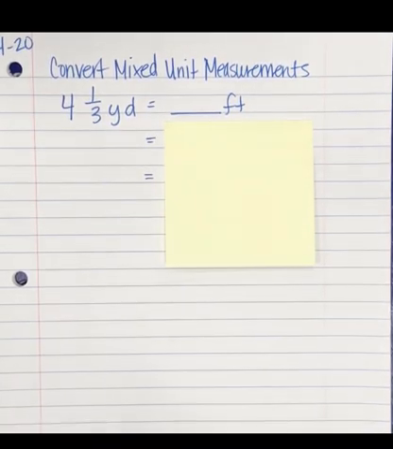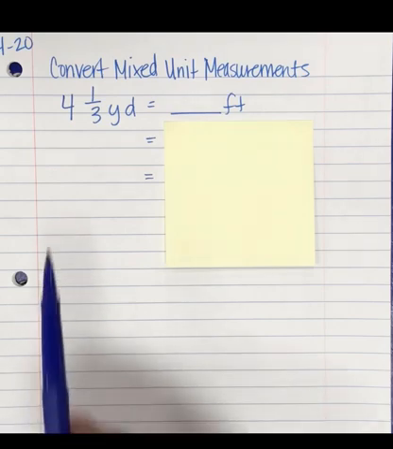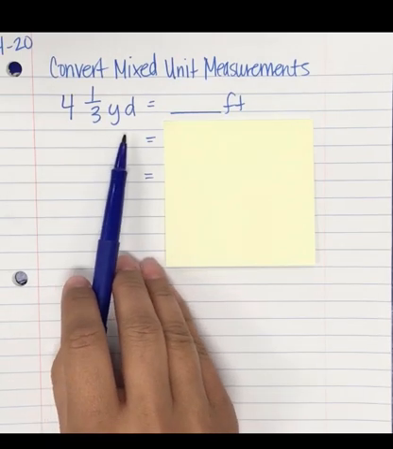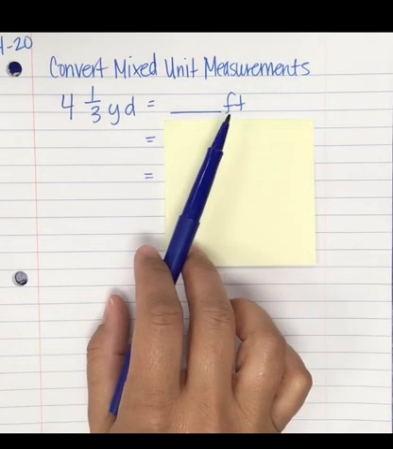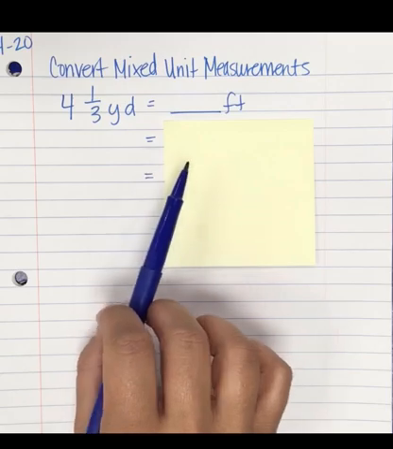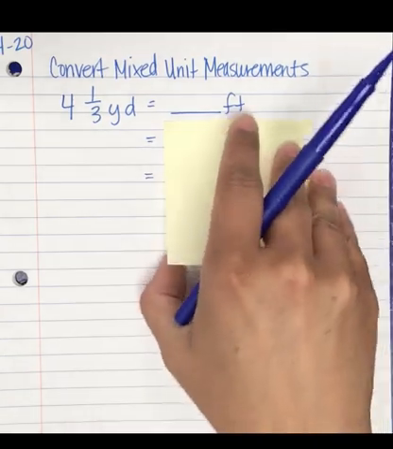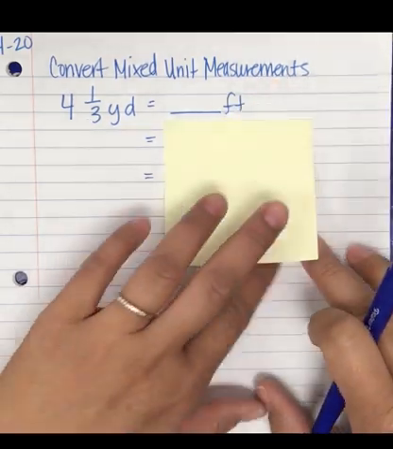All right, we are going to do lesson 20 in module 4, and that is converting mixed unit measurements. Fairly similar to lesson 19. So we're going to go ahead and start off with 4 1/3 yards, and we're going to convert that to feet. And we're going to go through that same process that we've been doing when we're converting measurements.